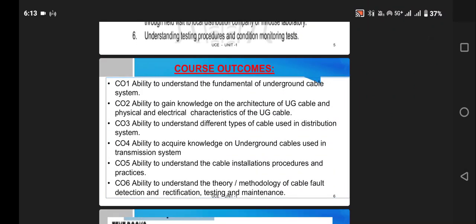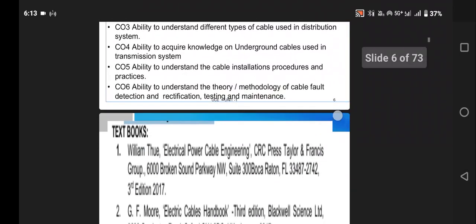The course outcomes are: ability to understand the fundamentals of underground cable systems; the second is the ability to gain knowledge on the architecture of underground cables and their physical and technical characteristics; ability to understand the types of cables used in distribution systems; ability to acquire knowledge on cables used in transmission systems; and ability to understand the cable installation procedure and practices.